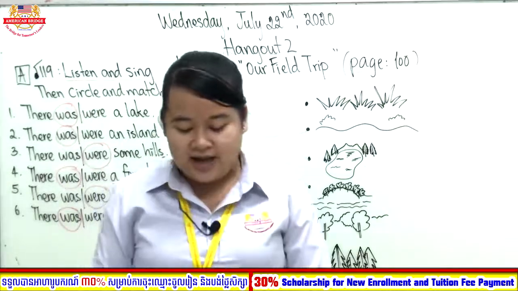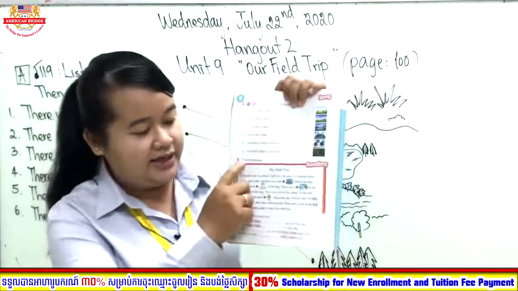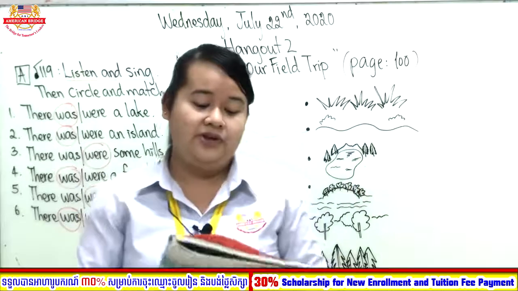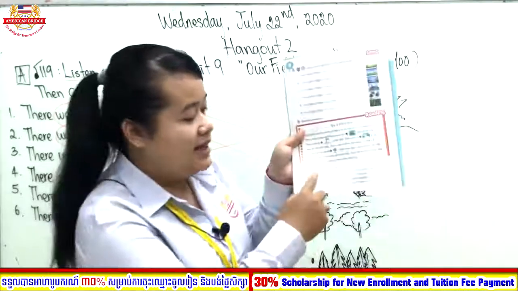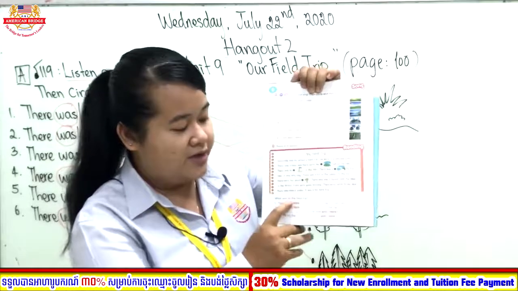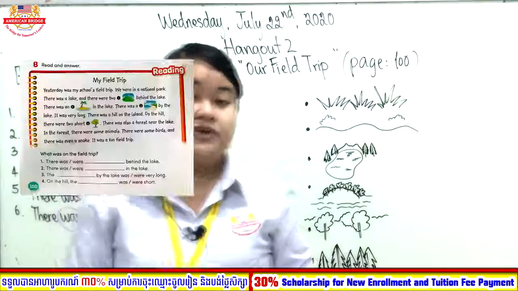And so now let's move to exercise B. In here you can see, read and answer. So teacher will read it for you and you need to answer. In this one we have the question, what was on the field trip, right? Okay, so now let's start. Teacher will read it for you so you can see in here.